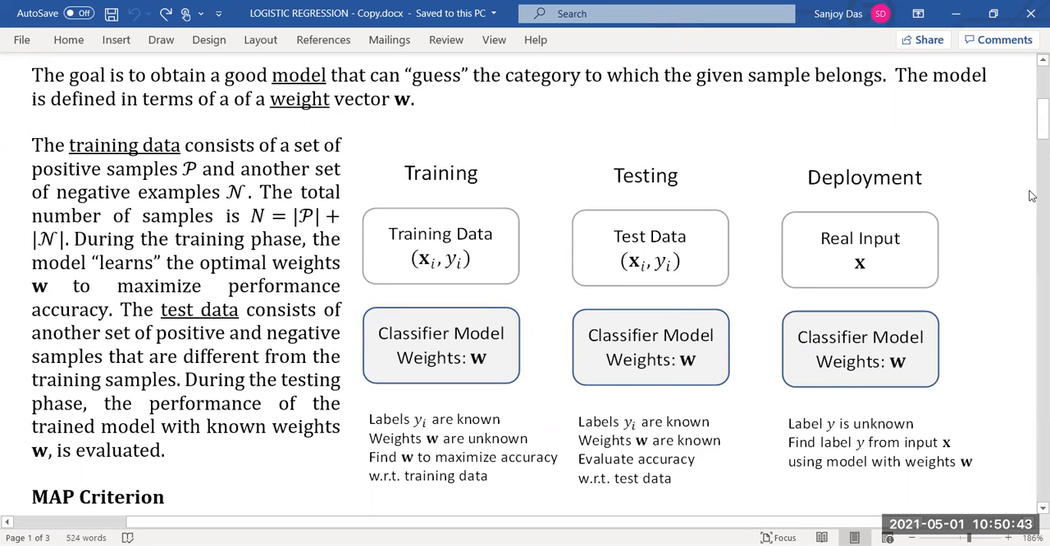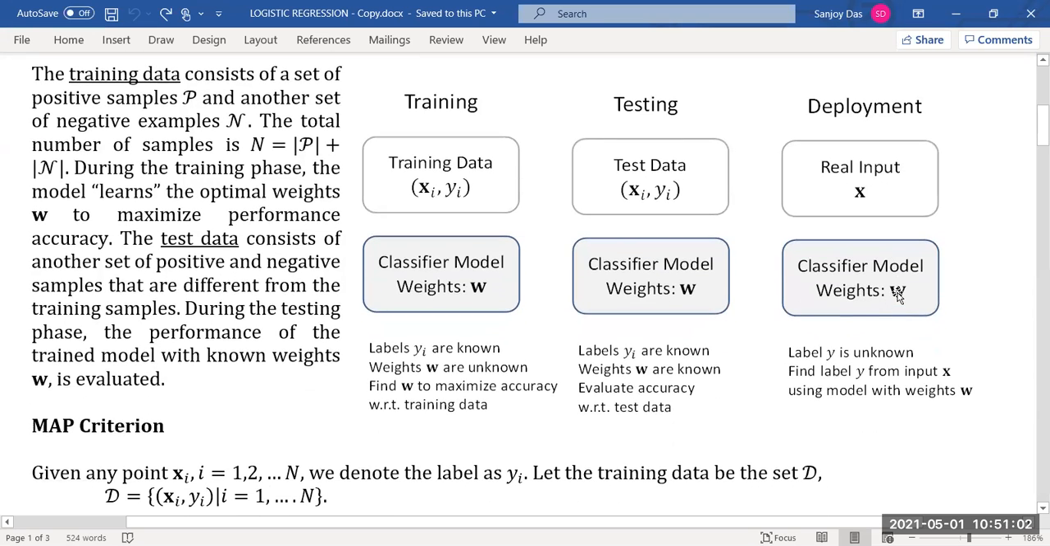And then during actual deployment, a new patient comes in or a new credit card application comes in, and we have a real input x. We actually don't know what the y is. We're going to guess the y, and using this W, we try to predict y, the label corresponding to this input vector x. Any questions?